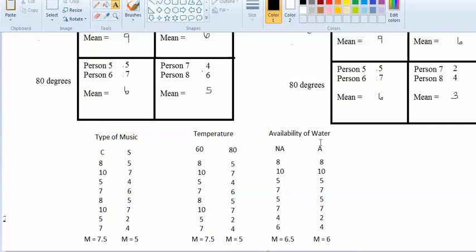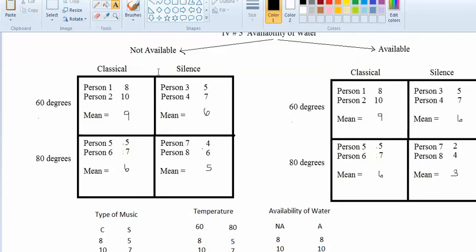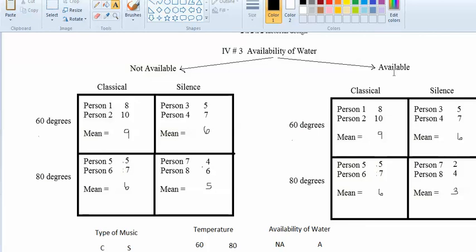To look at the main effect of availability of water, I took the 8 recall scores for people who did not have any water, which were all of the recall scores over here. 8, 10, 5, 7, 5, 7, 4, 6. Everything in this grid right here, I put in this column. This says water is available. For this column, I just took the 8 recall scores from people who did have water during the experiment, which were all of the numbers in this grid over here. 8, 10, 5, 7, 5, 7, 2, 4. Those went into the available column.